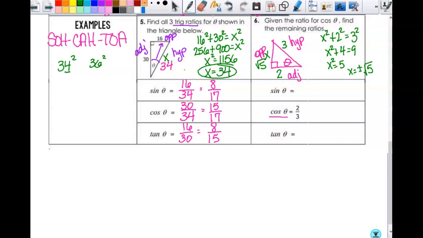So now that I have that, sine is opposite over hypotenuse. That's the square root of 5 over 3. Tangent is opposite over adjacent. That's the square root of 5 over 2. Okay? And if I'd ended up with the square root in the denominator, I'd need to rationalize, but that didn't happen, and I can't reduce those, so it just is what it is. Okay? What questions do you have at this point? All right, flip it over.